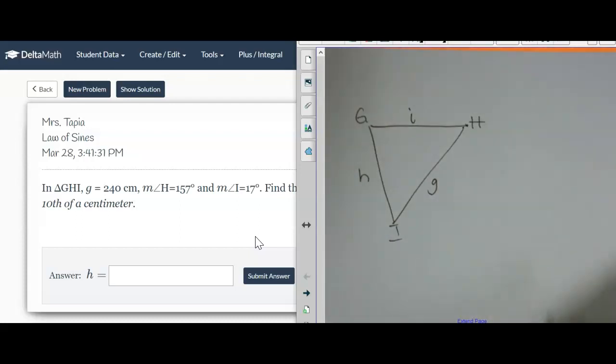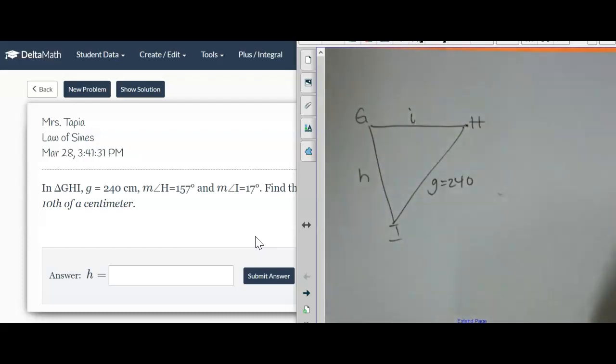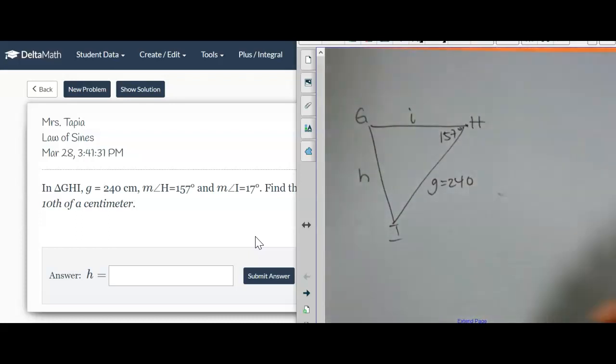So we're going to take little g, which is 240. We're going to take angle H, which is 157. And we're going to take angle I, which is 17. We've plugged everything in. What I need to do is figure out what side h is. So what is this?